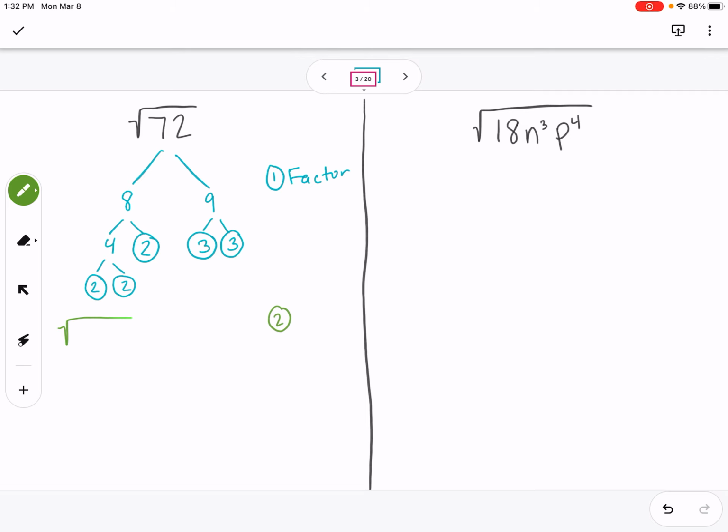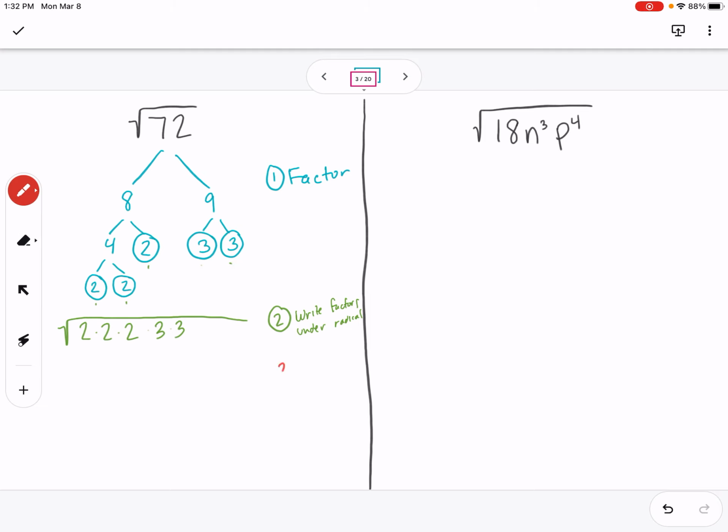Next, you're going to take all these numbers and write them under the radical sign. So I'm going to write 2. I have 3 2's, and I have 2 3's. And notice I just made a little mark near them as I wrote them so that I didn't lose track of any. So here I'm writing factors under the radical.